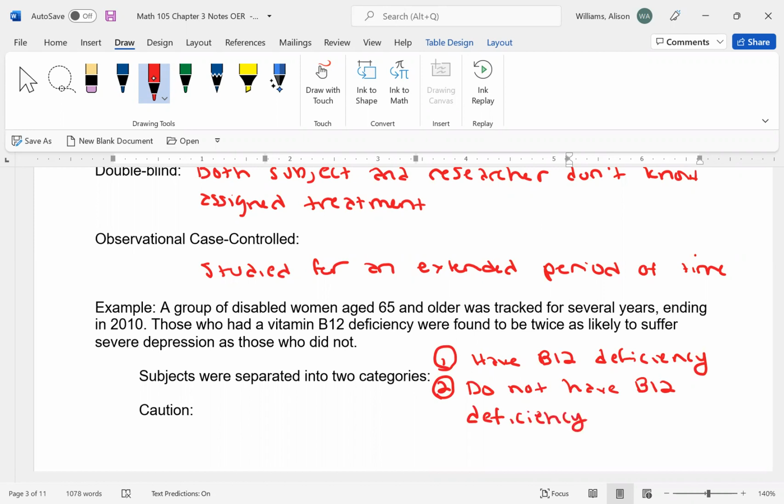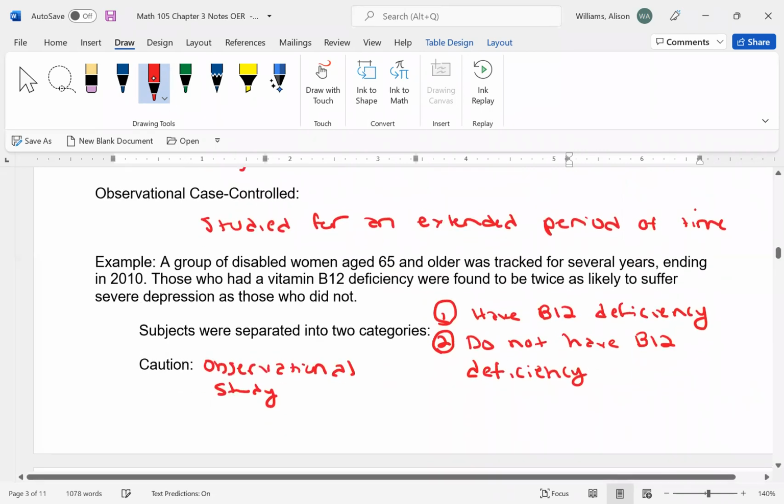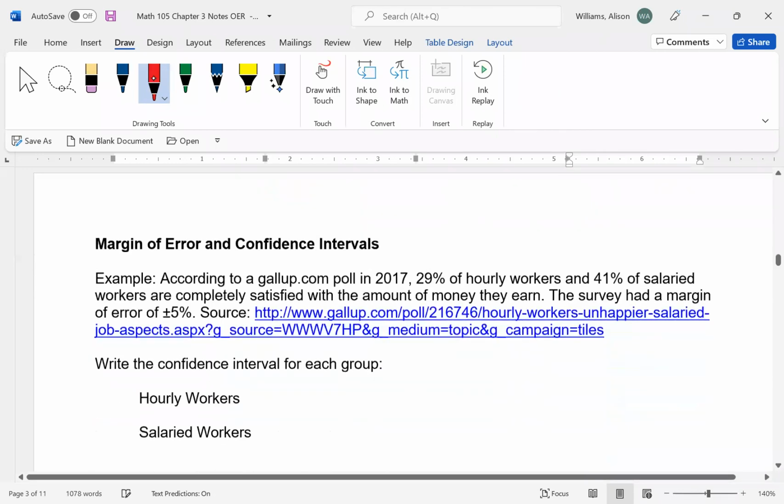Okay, quick caution. This particular example is an observational study, which means it's association only. Okay. Not an experiment.